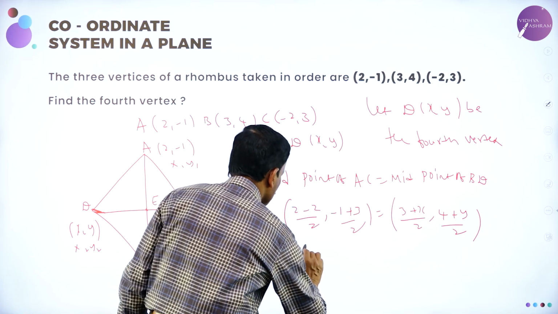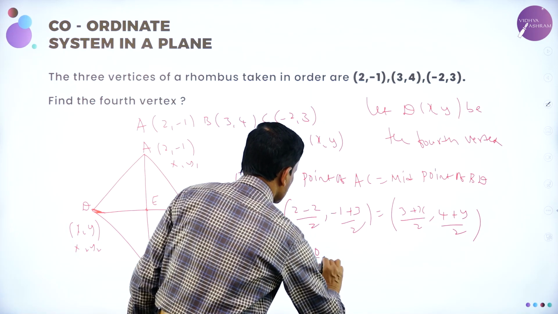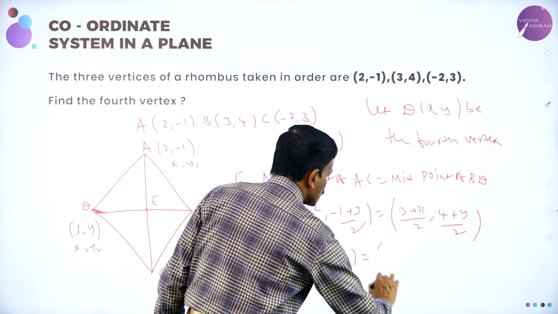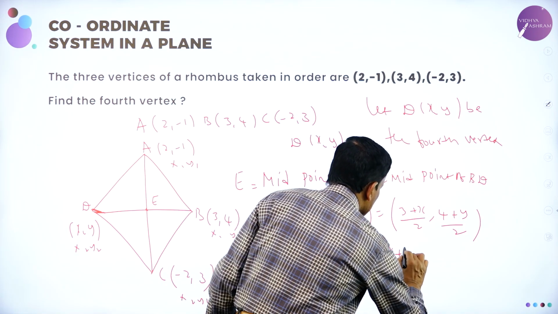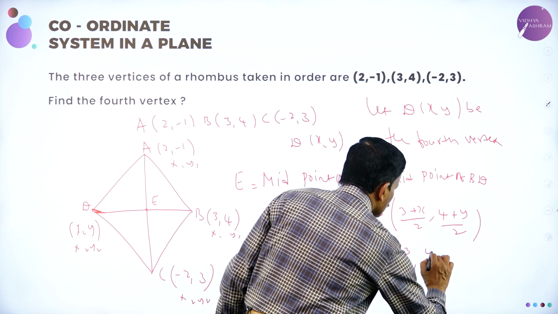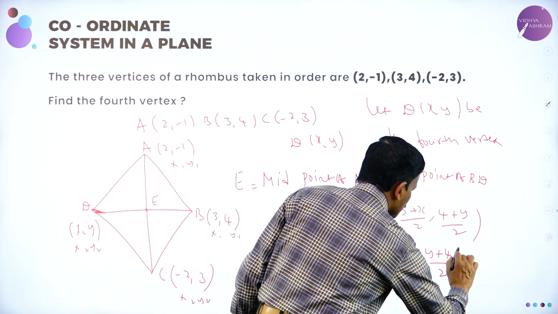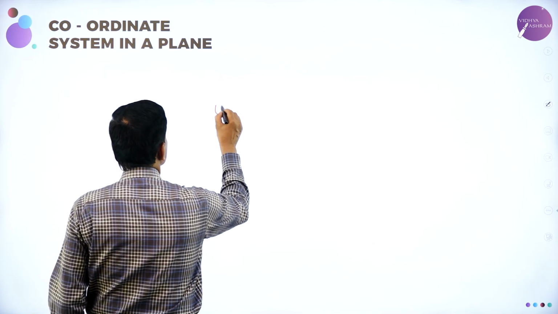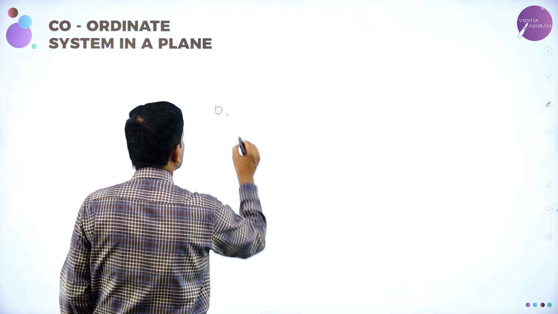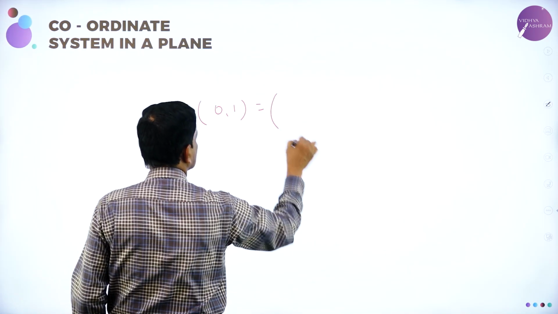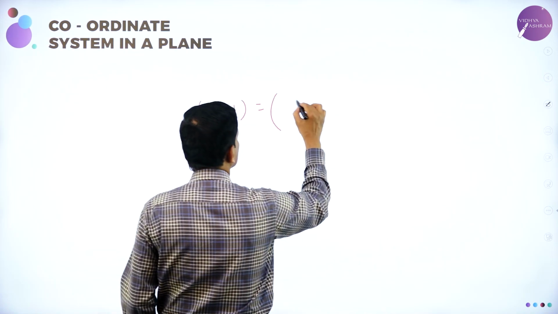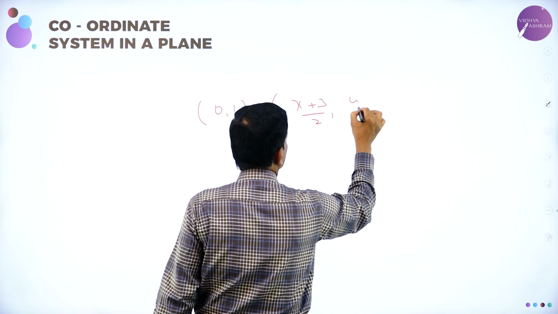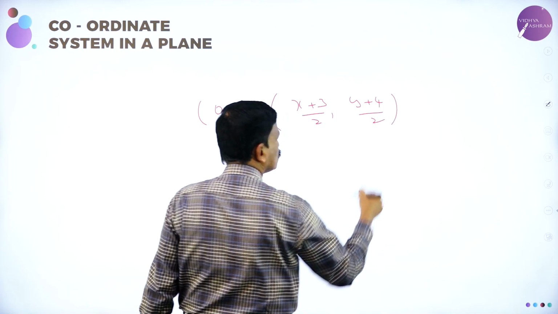So this is (2 minus 2) is 0 divided by 2, (3 minus 1) is 2 by 2, is equal to (x plus 3) divided by 2, (y plus 4) divided by 2. What is 0 by 2? 0 is equal to 0, 2 by 2 is 1. So (0, 1) is equal to, just write this as, ((x plus 3) by 2, (y plus 4) by 2).